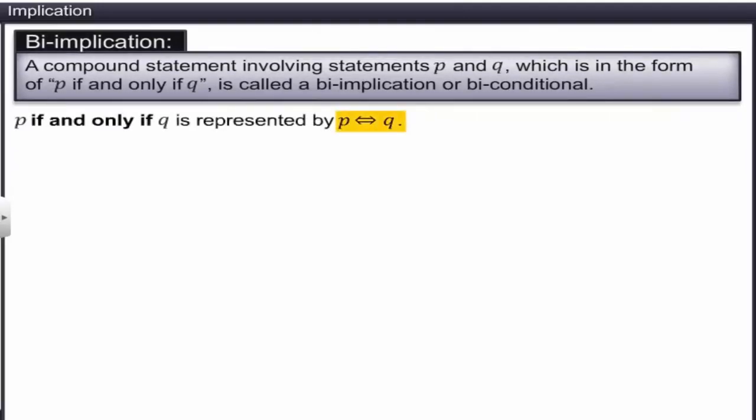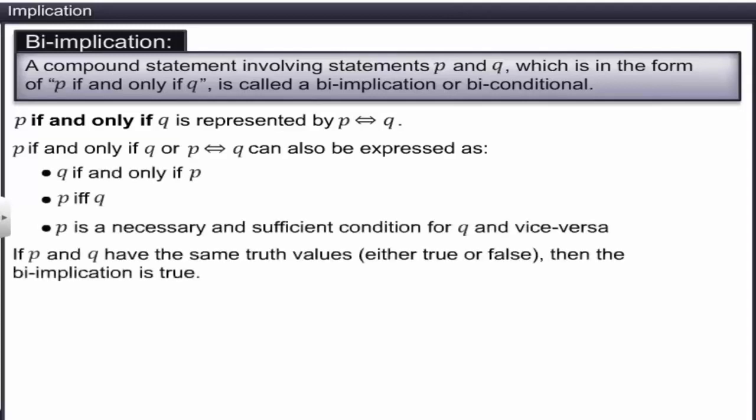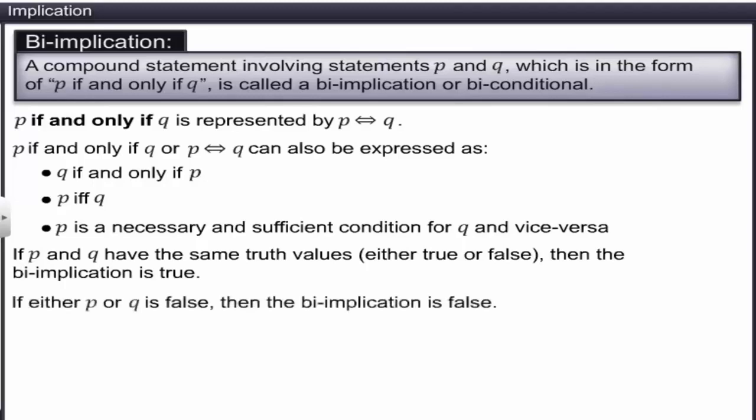The bi-implication P if and only if Q can also be expressed as shown. Remember here that if P and Q have the same truth values, either true or false, then the bi-implication is true. If either P or Q is false, then the bi-implication is false.